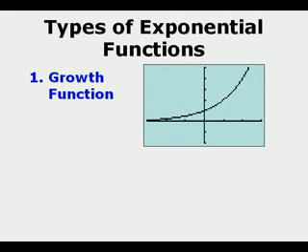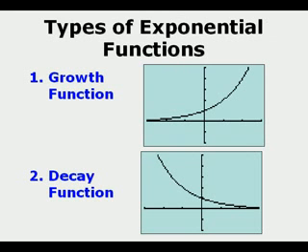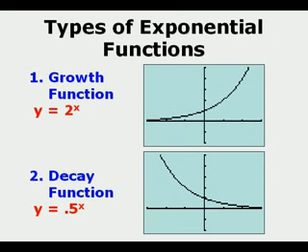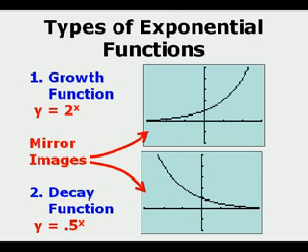Now, there are two types of exponential functions. There's a growth function, and this is what it looks like, starting small to the left and going up to the right. And there's a decay or decline function. It starts high to the left and goes down, crossing the y-axis to approach 0 eventually on the right. In one case, we have the function y equals 2 to the power of x, and in the decay function, we have y equals 0.5 to the power of x. And these two functions happen to be mirror images of one another.